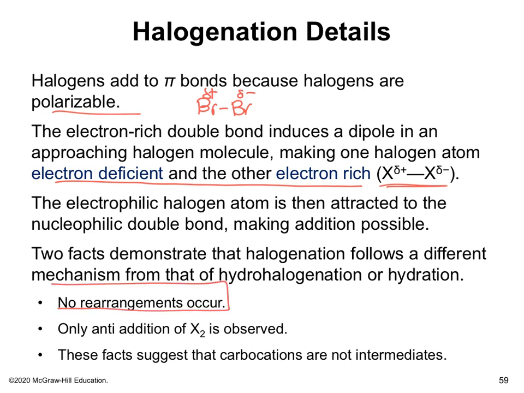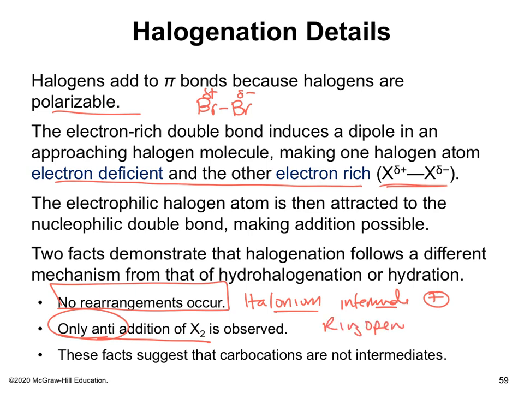There's no rearrangements to occur because you make your halonium intermediate, which is that three-membered ring with the positive charge. And you get only anti-addition, and that's because the other halogen will do a ring opening. And the ring opening has to have backside attack. So this suggests that carbocations are not the intermediates. This is how they know.